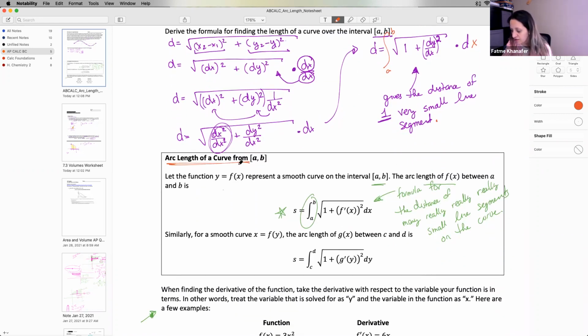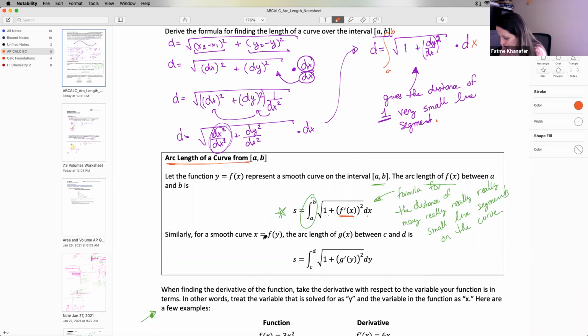So the arc length of a curve from A to B is found by, for a function f of x, the integral from A to B of the square root of 1 plus the derivative of that function squared times dx. So this formula gives us the distance of many really small line segments on the curve, adding them all up, and therefore finding the actual length of the curve.